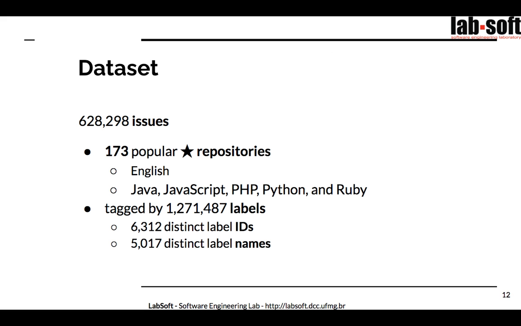Our dataset has more than 600,000 issues from 173 popular repositories. The issues are tagged by more than 1.2 million labels, from which we identified more than 6,000 distinct label IDs, and more than 6,000 distinct label names.